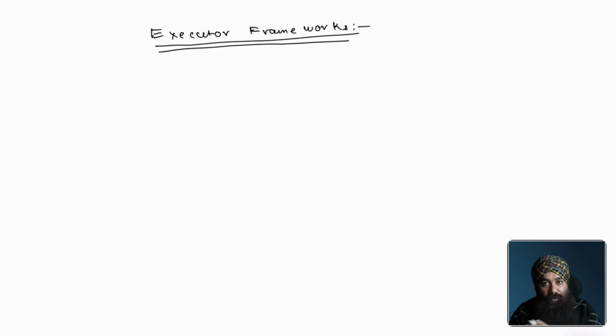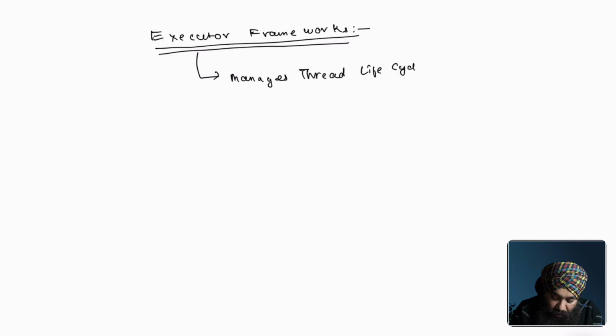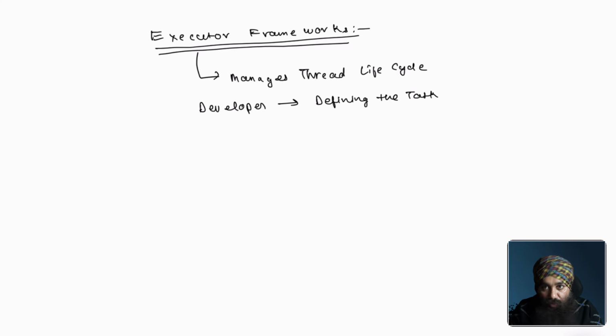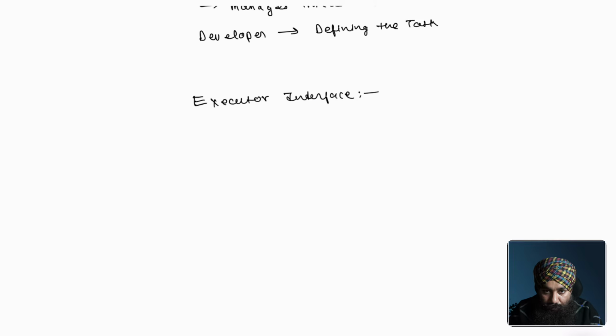As developers, we need to focus on our task, and the executor framework manages the thread lifecycle. So basically, it manages thread life cycle, and the developer can focus on defining the task, how many threads to create, how to execute, when to start, when to stop, everything the framework will manage. Okay, so there are some key components here. The first one is the executor interface. So basically it has a void execute method, and it takes a runnable or a callable.